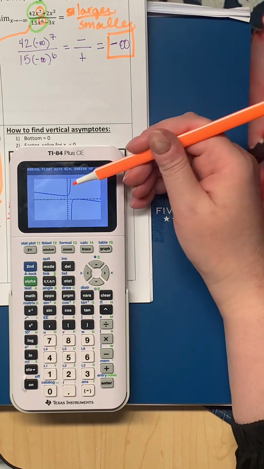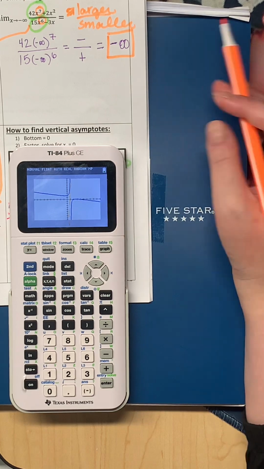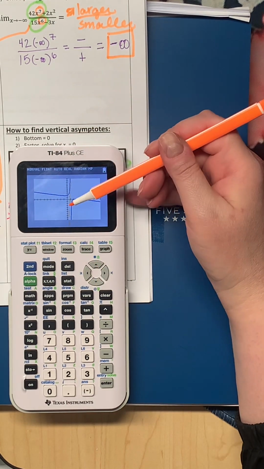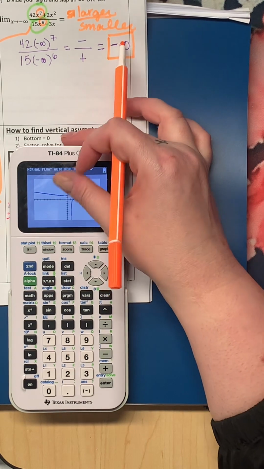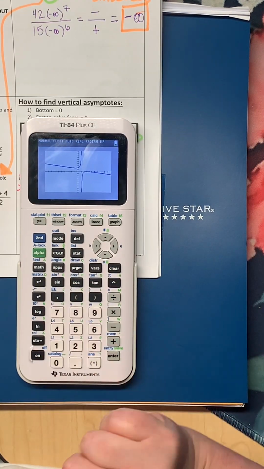Oh, and look, it looks like there's a pretend imaginary line that these curves don't touch. That's a vertical asymptote. And look, it's at x equals 1. Another way I can tell where the vertical asymptote is, I can go to the table.